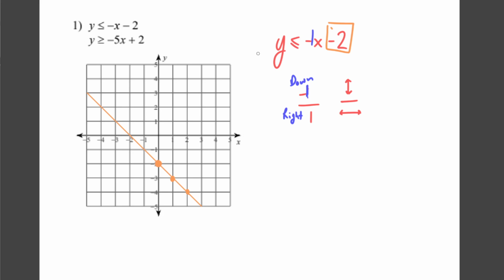In addition, this is less than. So I'm looking at my line and I need to go below my line, which is over here, and shade in everything that is below my line. So this whole area down here are answers.